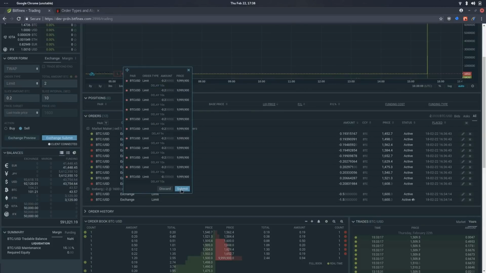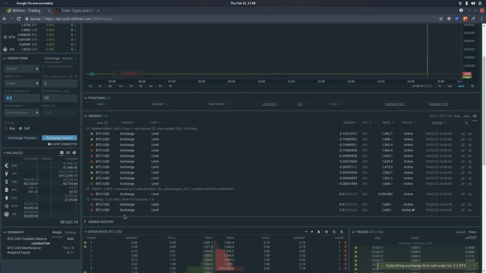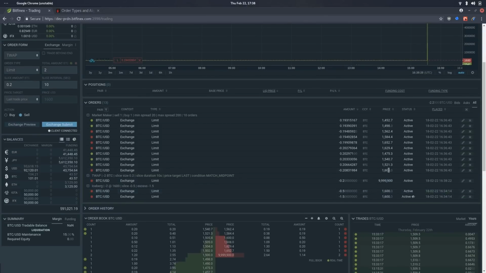So if we were to submit this now, what we'll see is that after 10 seconds, an atomic order should appear here to sell 0.2 bitcoins at the last trade price. There we go. Yes, okay. It would appear that the last price is quite bad, but that's all right. So you can see here the TWAP details.